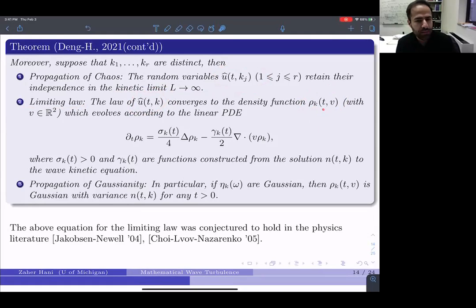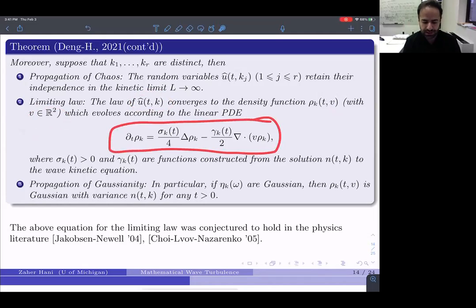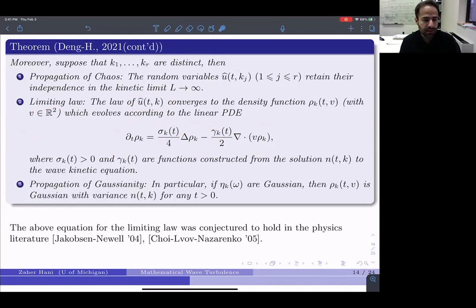So it depends on time and it depends on V, where V is now in R2, because it's the density of a complex number. So this is the law of U hat of Tk, and U hat of Tk takes its values in complex numbers or R2. And the equation satisfied by the law of U hat of Tk is exactly that. Here sigma k and gamma k are just functions of time that are constructed from the solution of the wave kinetic equation. They are explicit and constructed from the solution of the wave kinetic equation.